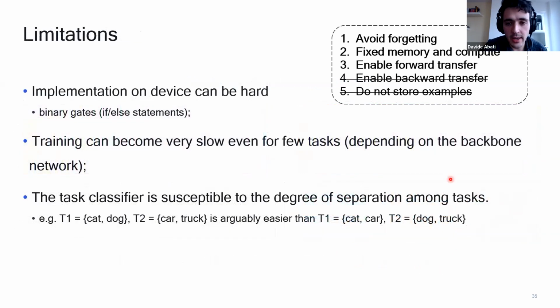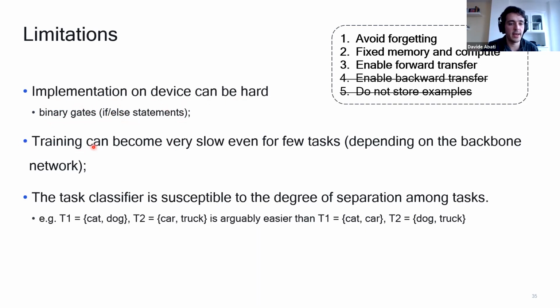All right, so I will discuss some limitations now. The implementation on device can be hard because you need binary gates that are equivalent to if-else statements. For now, gating means multiplication by 0, basically, of the channels. And that allows you to compute the theoretical MAC count. But if you want to implement this really, you need binary gates on device, which is not something straightforward.